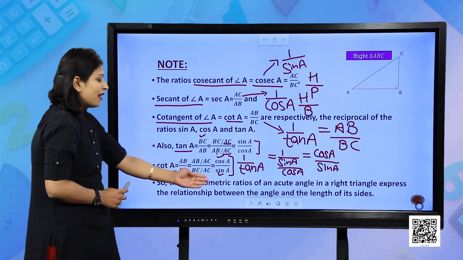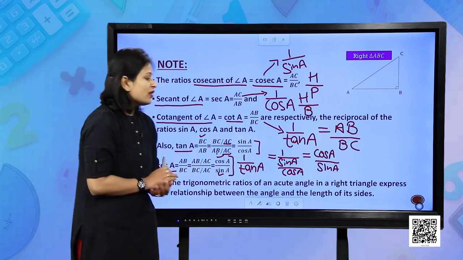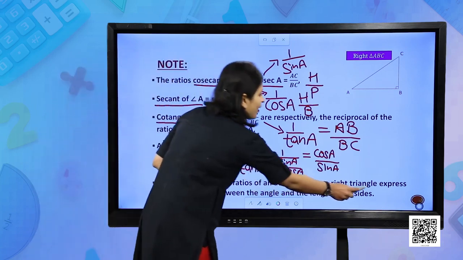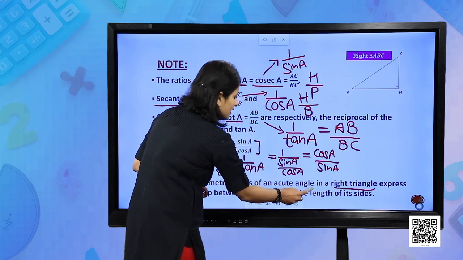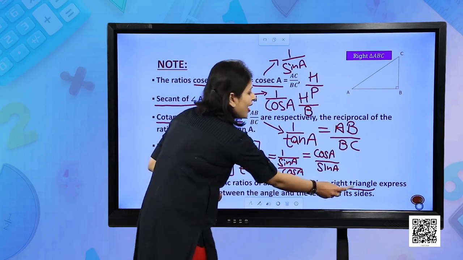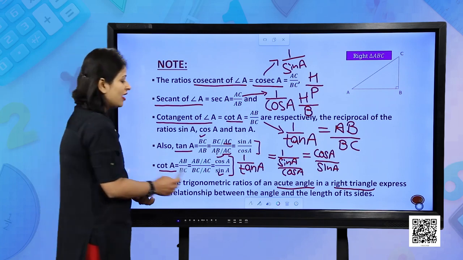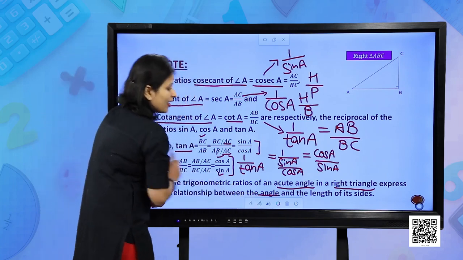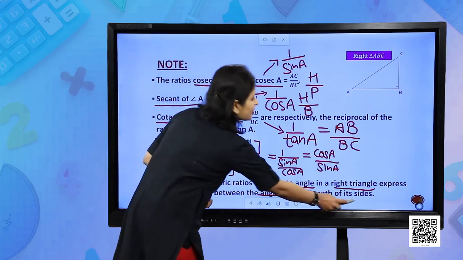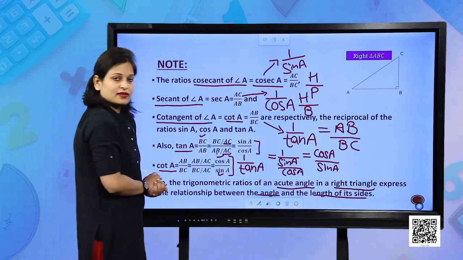So the trigonometric ratios of an acute angle in a right triangle express the relationship between the angles and the lengths of its sides.